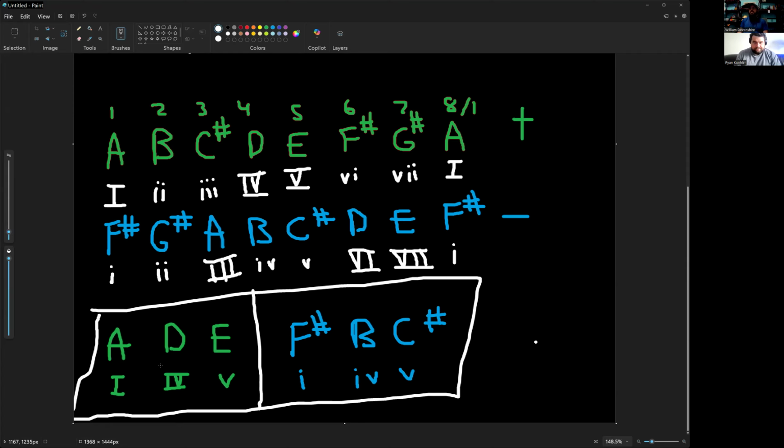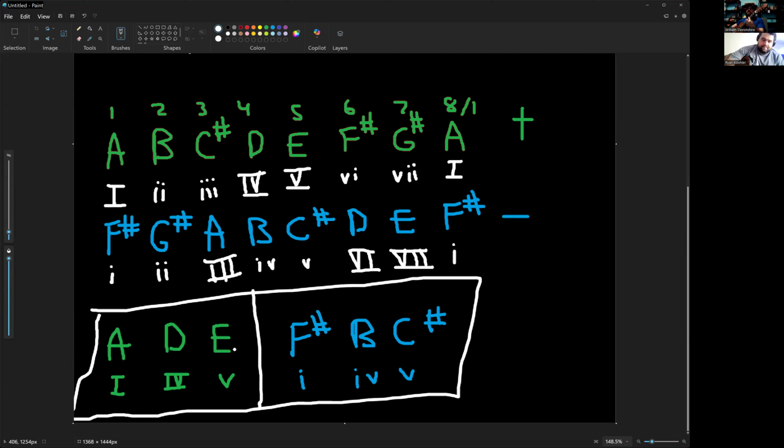Now try this out actually. Play A D E and just go 1 4 5. 1 4 5. Yeah, so that's the major 1 4 5 in the key of A major. Now go F sharp minor, B minor, C sharp minor. Yeah, and that's the 1 4 5 for the minor.